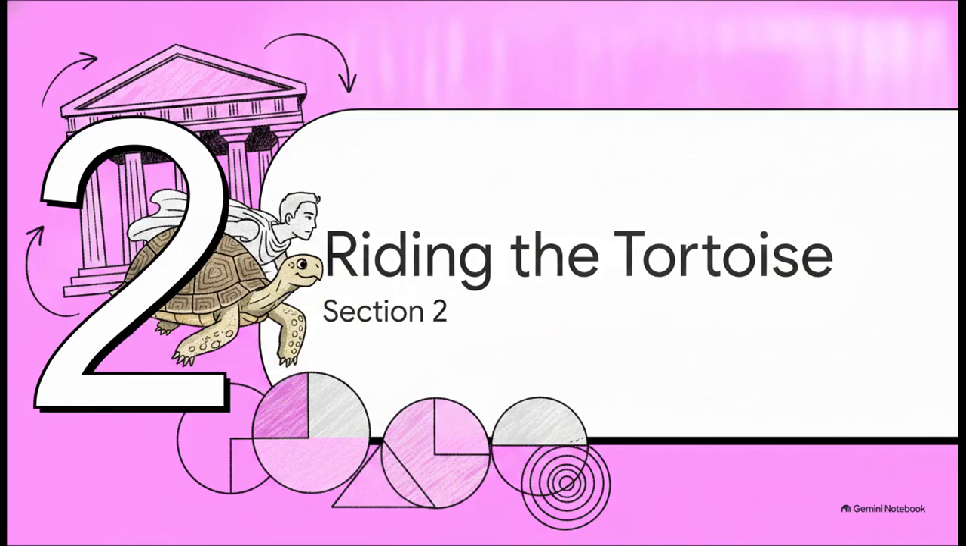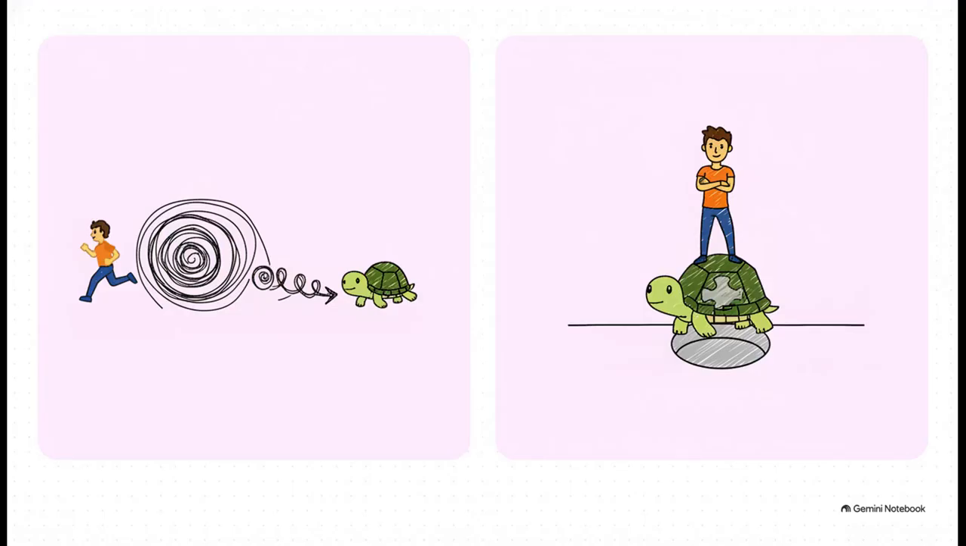Section 2. Riding the tortoise. To find that plug, we actually have to go back over 2,000 years to ancient Greece. We need to ground this concept of infinite acceleration in Zeno's famous paradox of Achilles and the tortoise. And this brilliantly illustrates the exact difference between the old physics and this new framework.